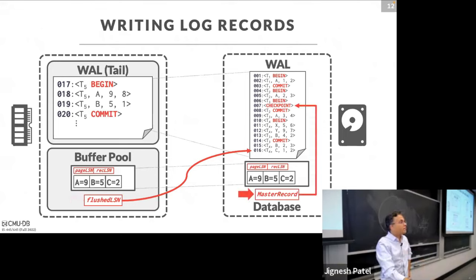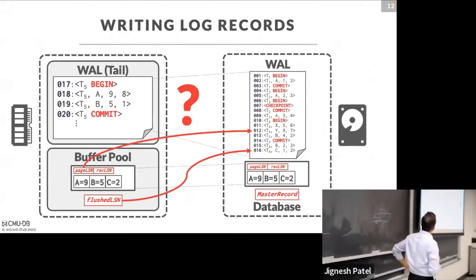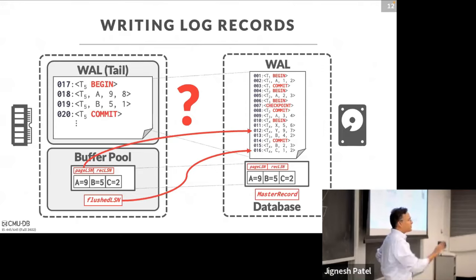Master record says where the checkpoint record is, and we'll talk about creating checkpoint records in a little bit. And essentially, what you do is, let's say, yep, question. So this page LSN and rec LSN are the same, right? But they're sitting on the disk. On disk, they could be different, but just hold on to that for a little bit.